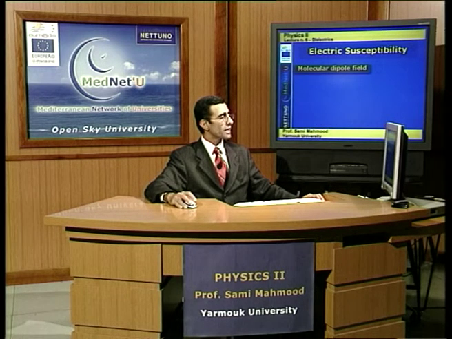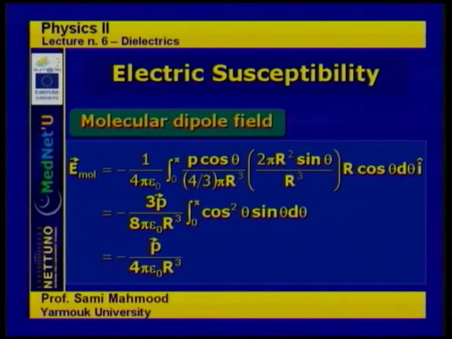And the molecular dipole field is thus equal to minus, in the opposite sign to the applied field, minus 1/4 pi epsilon naught times the integral from 0 to pi of small p cosine theta over the volume of the molecule, 4/3 pi r cubed, times 2 pi r squared sine theta over r cubed times r cosine theta d theta i hat. This is simply 1/4 pi epsilon naught sigma times dA, the area, over r squared.